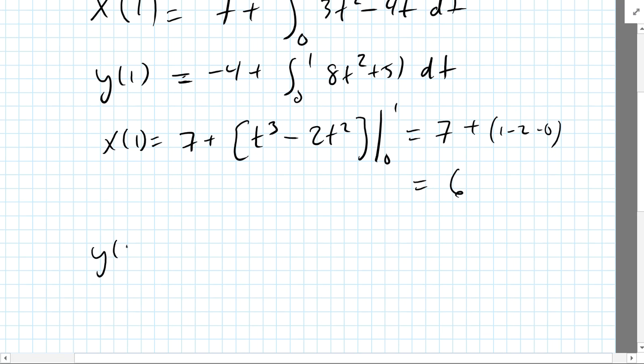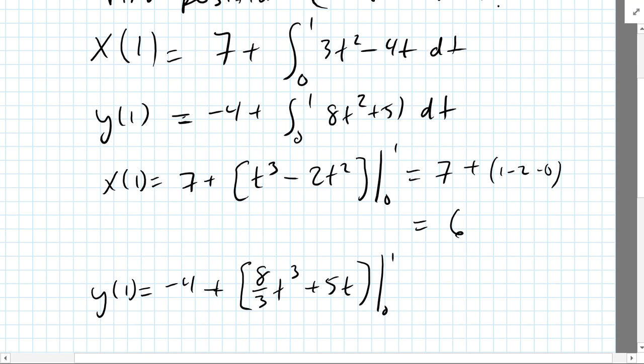The y is going to be the negative 4 plus, I already did the integral. Wait, it's right there. So it's going to be the antiderivative of 8t squared, which is 8/3 t cubed plus 5t evaluated from 0 to 1. That's easy math, right? Did I lose my mind? Yeah, no, wait, that was already cubed. This is supposed to be cubed.